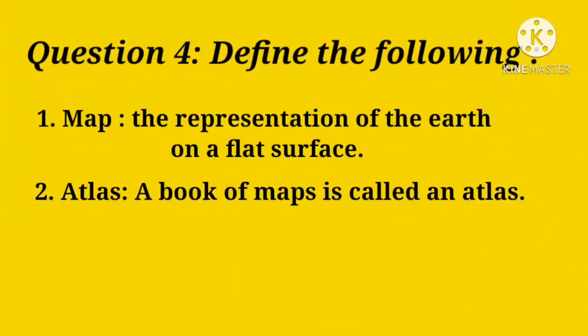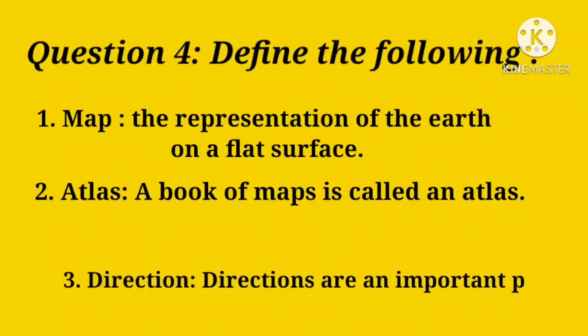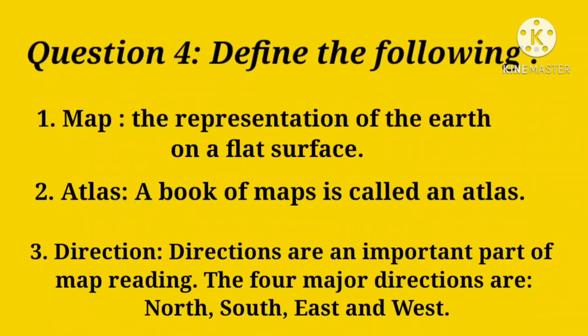Now, see the third one. The third one is direction. What is the meaning of direction? Directions are an important part of map reading. The four major directions are north, south, east, and west. So, what is direction? Direction is basically an important part of map reading.